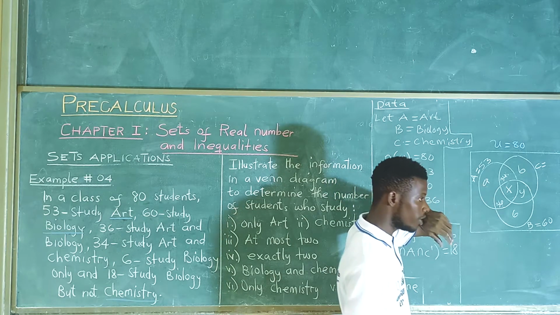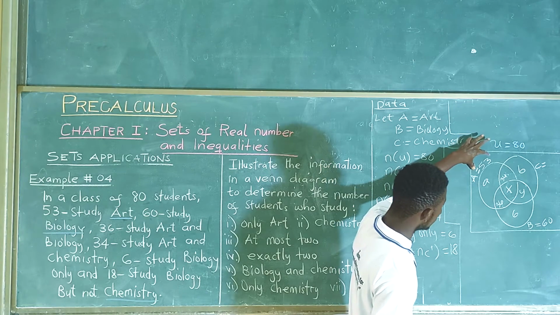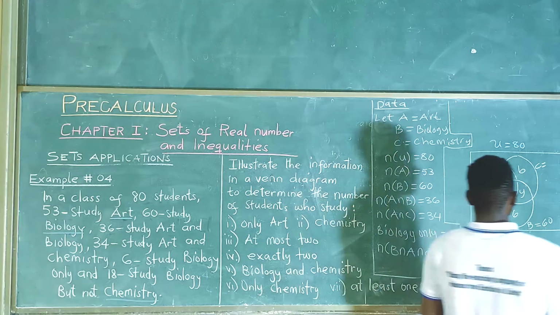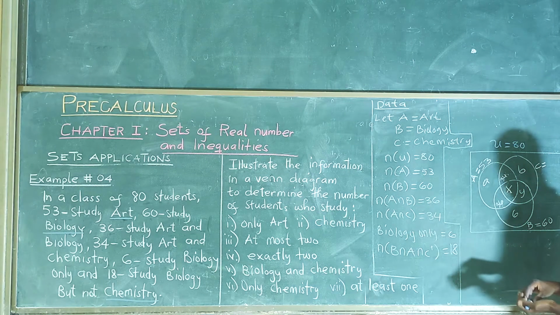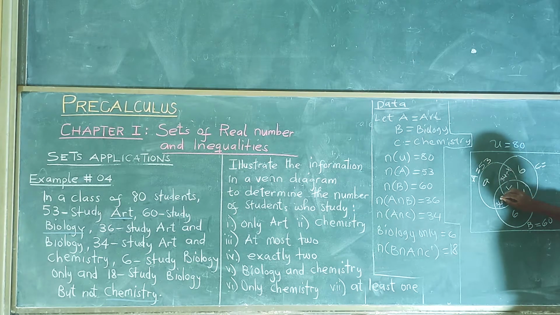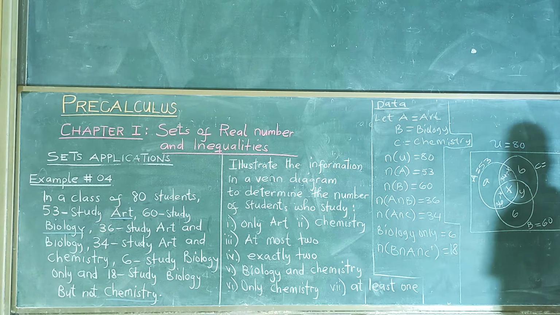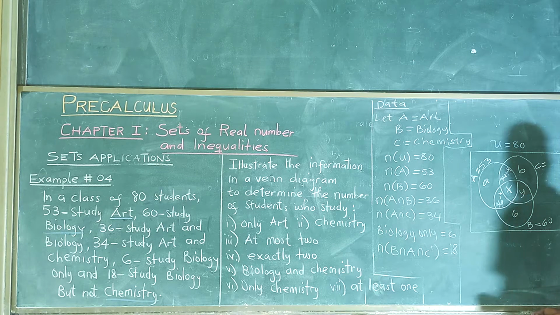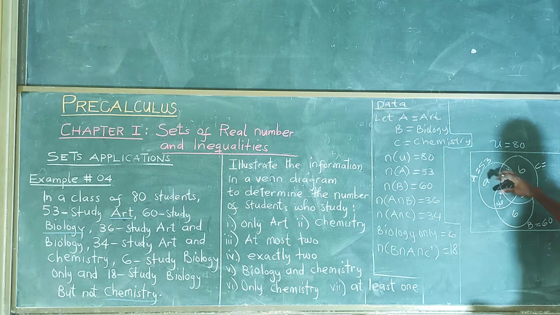Only art, what we need to do is subtract this, and this from 53. But notice something here, this 34 includes both this and this. So we have to take out this from here by subtracting this value from this 34, and also subtracting this value from this 34. So we have 36 minus x to give you only here, and 34 minus x to give you only here. Now, having had that, we can proceed to find the value of A.